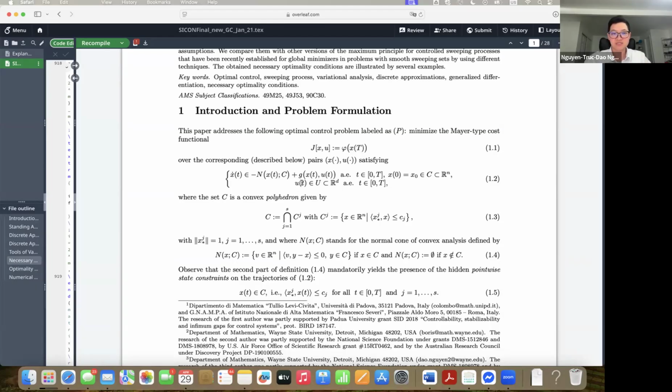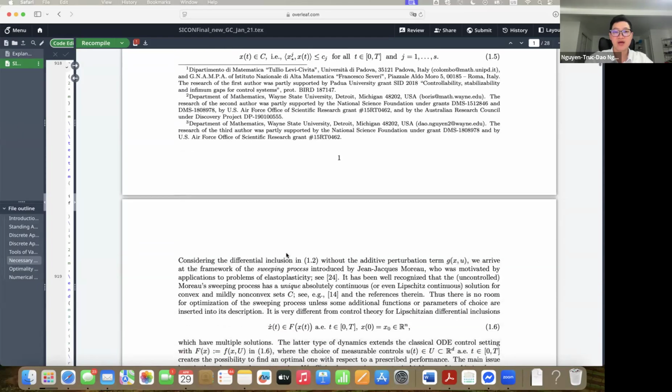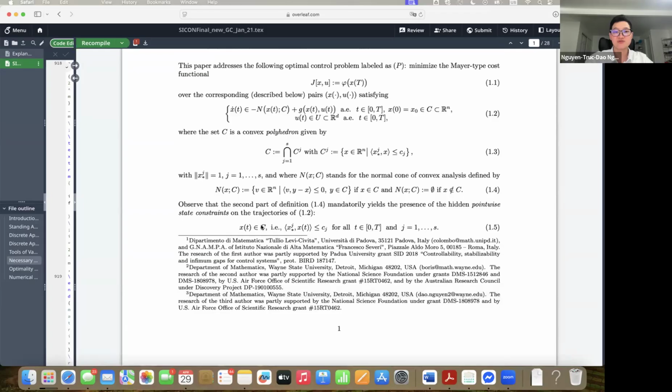And we have the dynamical system here, where the set C is a convex polyhedron, and this is a fixed set. It is given in this form, so this x_j star and c_j are given. The norm of x_j star is 1 because we normalized it already. And this is just the normal cone definition, right? We have some constraints. This is the hidden constraint to make sure that we have the normal cone. It will not disappear because x belongs to C. And then we have some other constraints related to the control: little u belongs to the set capital U.